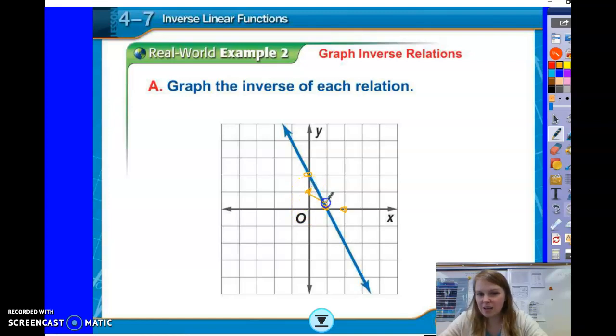So we need a line that passes through this. You might want to use a ruler. That's not a very good line.